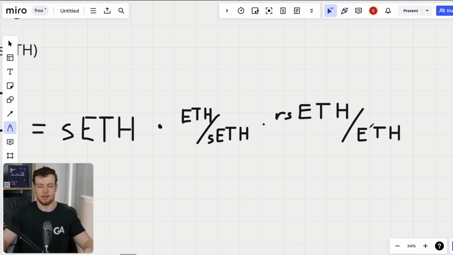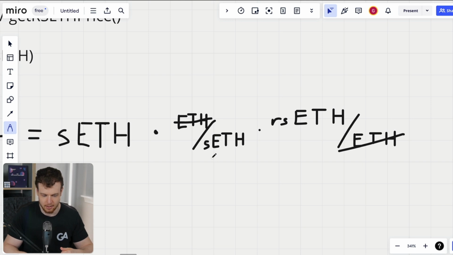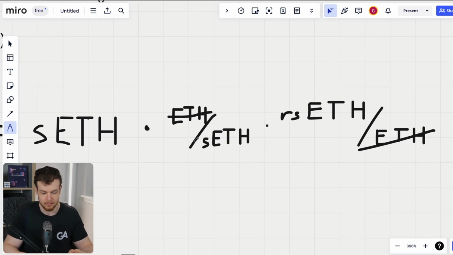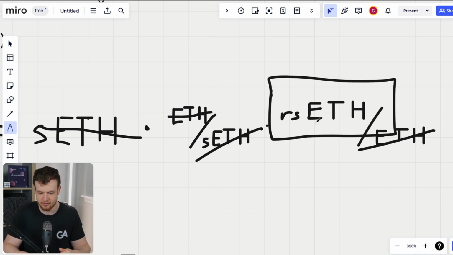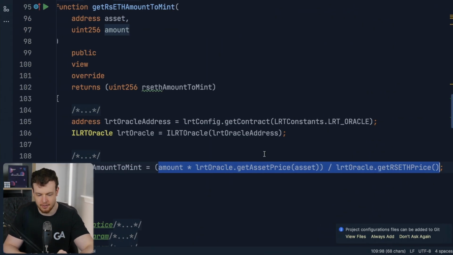So now let us divide things off. First of all, I can see that we've got an ETH being multiplied over here and ETH being divided over here. So ETH times 1 over ETH, that is going to cancel. So our Ether amounts cancel. And then we've got staked ETH times 1 divided by staked ETH. So these are going to cancel. And the unit we end up with, the winner, is RS ETH. So we're getting RS ETH out of this thing. So yes, indeed, this formula makes sense.